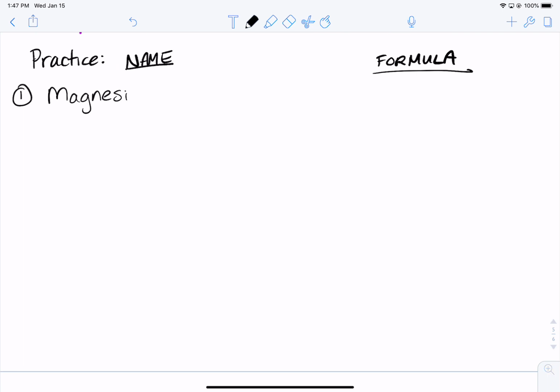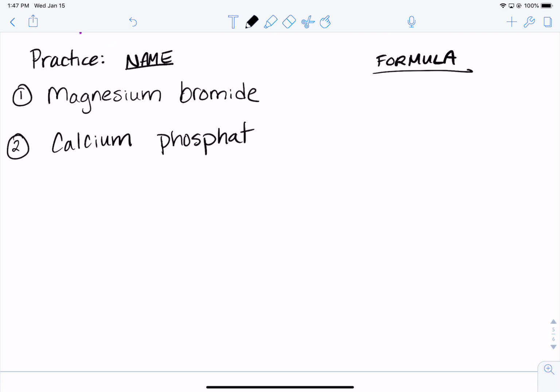Let's start with magnesium bromide. How about calcium phosphate? Germanium? No, gallium. Let's do gallium hydroxide.